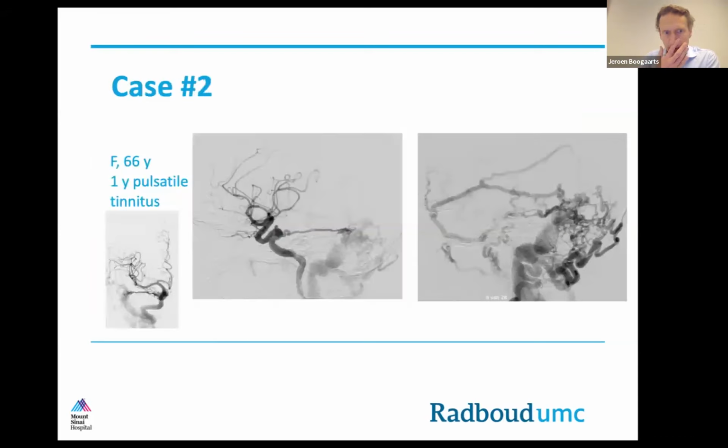So another case, a 66-year-old woman with pulsatile tinnitus for 1 year. You see again this fistula with feeding from probably the Bernasconi Cassinari branch, and also from the external carotid, from the middle meningeal artery, which was a posterior branch, which was very hypertrophic.